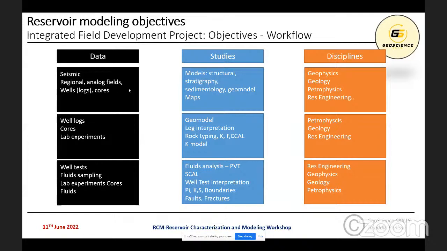Seismic can be regional or taken from analog fields. You can also use the well logs and cores. What do you need this data for? First, to construct the geological models, to build structure, stratigraphy, and sedimentological grids. And also, as we said at the beginning of the presentation, to characterize, to build a concept. We will talk about the concept in the next slides, in the characterization phase.